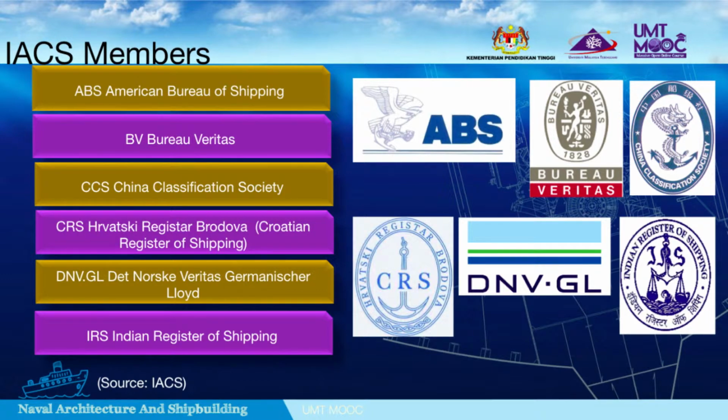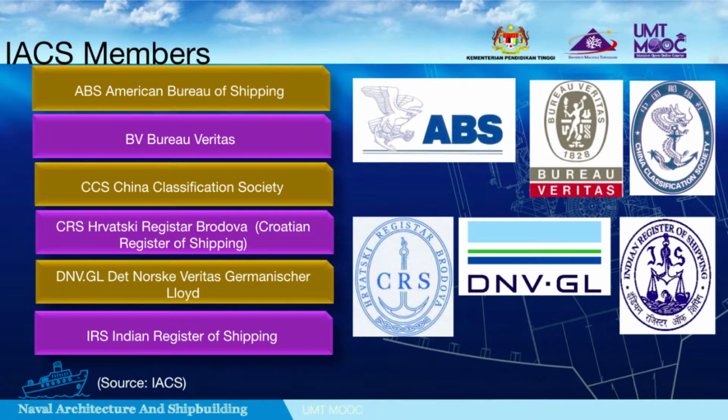International Association of Classification Society, which is IACS, can trace its origin back to the International Load Line Convention of 1930 and its recommendation. The convention recommended collaboration between classification society to secure as much uniformity as possible in the application of the standard of strength upon which freeboard is based. IACS consists of 12 member society. Chairman of IACS is on rotational basis, with each member society taking a turn.